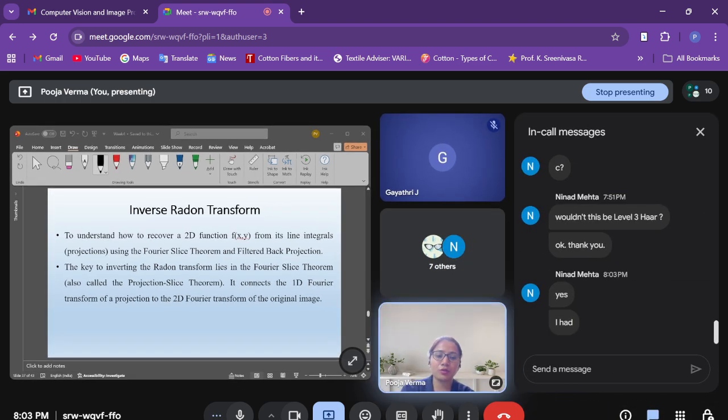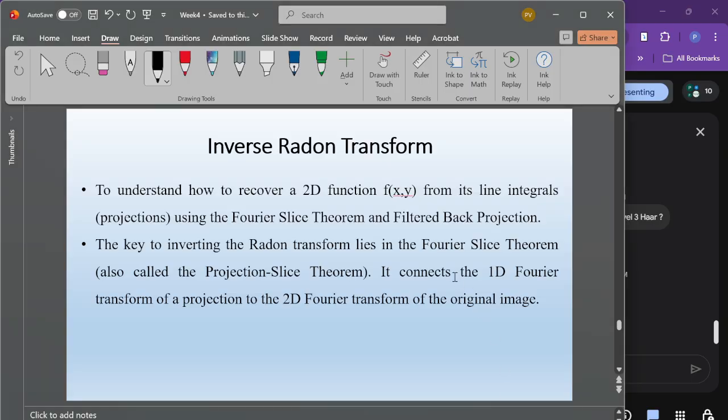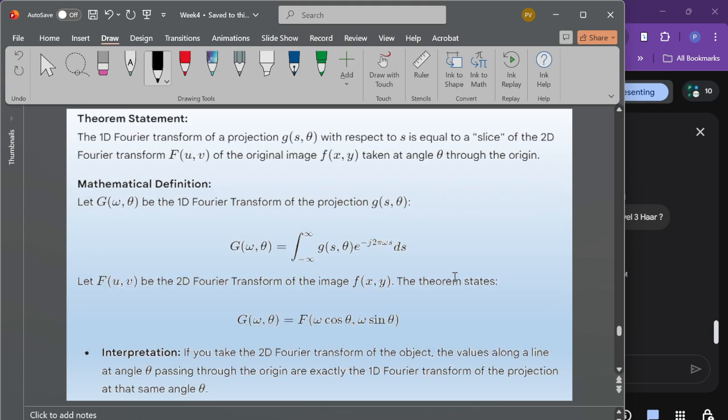Here, basically what the inverse Radon transform does is to understand how to recover a 2D function f of x y from its line integrals, or the projections, using the Fourier slice theorem or filtered back projection. So the key to inverting the Radon transform is the Fourier slice theorem, also called the projection slice theorem, that connects the 1D Fourier transform of the projection to the 2D Fourier transform of its original image.